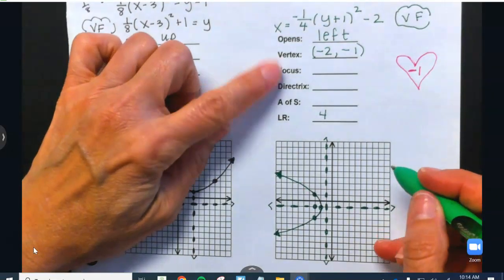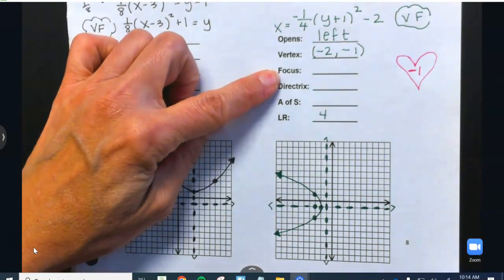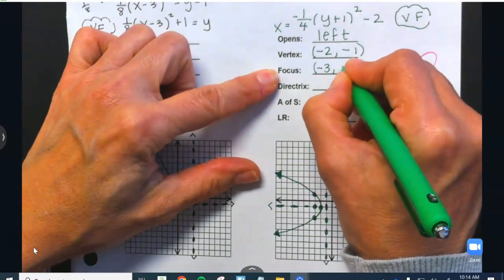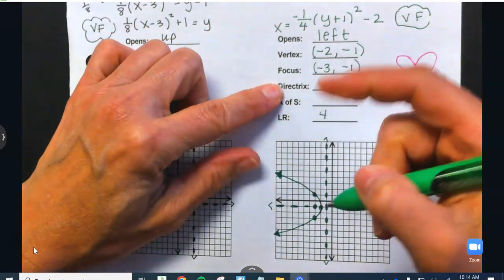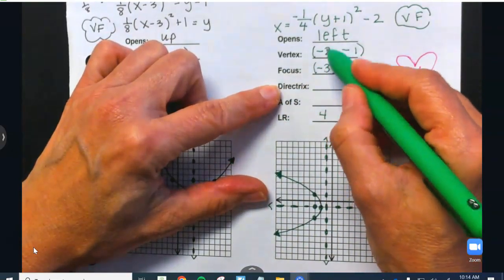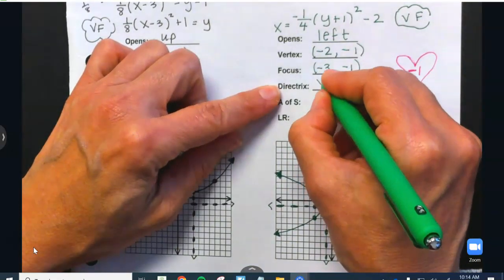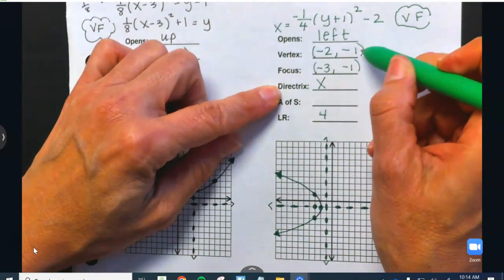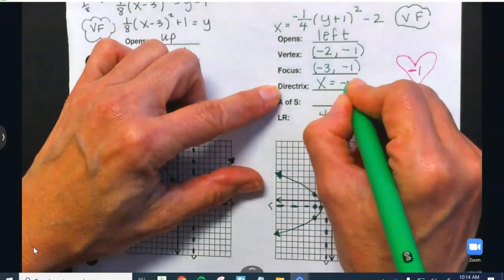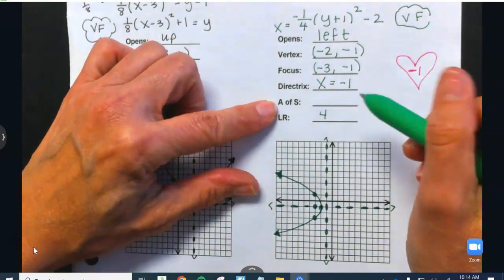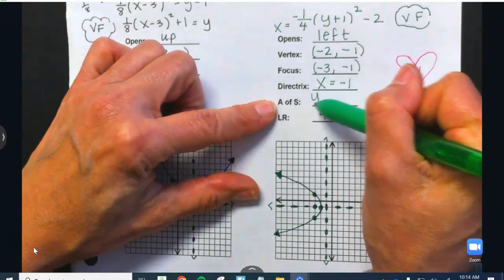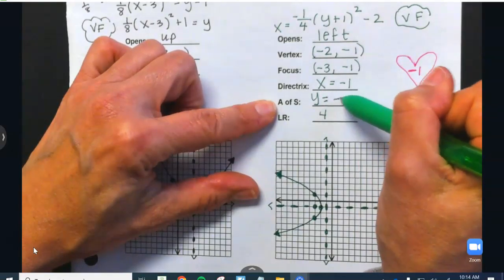All right, back up here. The focus was one place to the left. So this is a negative 3, negative 1. The directrix is going to start with whatever letter is changing up here. The x coordinates are changing. This starts with an x. This was one place to the right of negative 2, so x equals negative 1. Your axis of symmetry is whatever is remaining the same. The y values are remaining the same at negative 1.